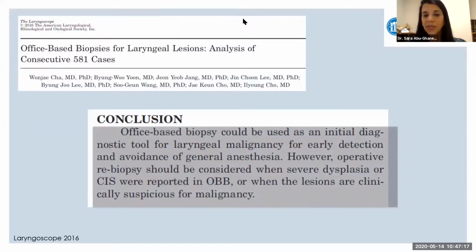It could be used as an initial diagnosis tool for laryngeal malignancy for early detection and avoidance of general anesthesia. However, operative rebiopsy should be considered when severe dysplasia or carcinoma in situ were reported, or of course, again, if you have suspicion for malignancy.